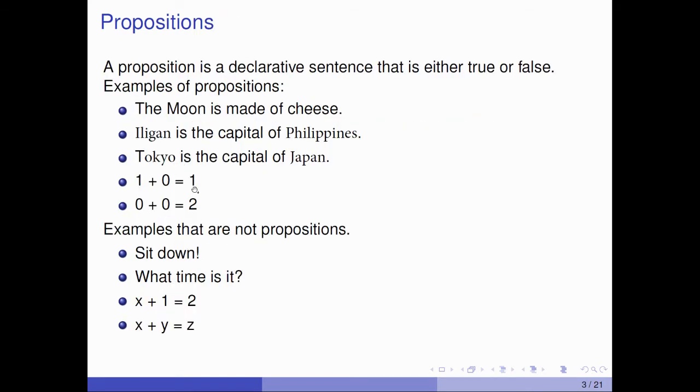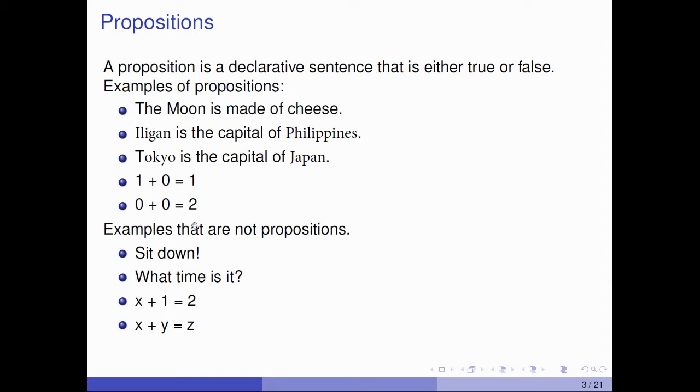You also have here one that does not end with a period because it's in mathematical form or mathematical symbols. But if we rewrite this into words, then it will also end with a period. And that is either true or false. In fact, the first one here is true. 1 plus 0 equals 1. And 0 plus 0 is equal to 2.